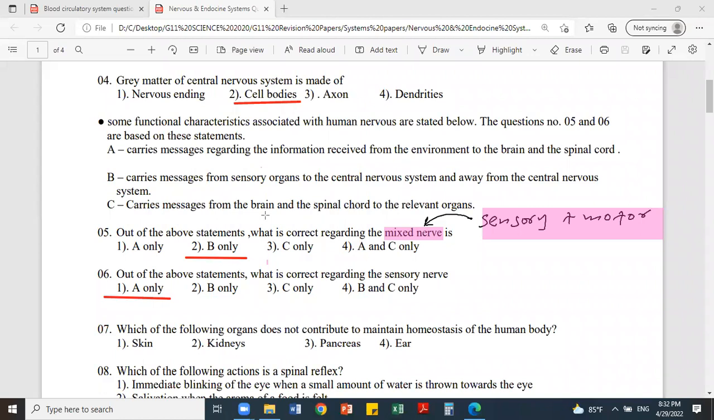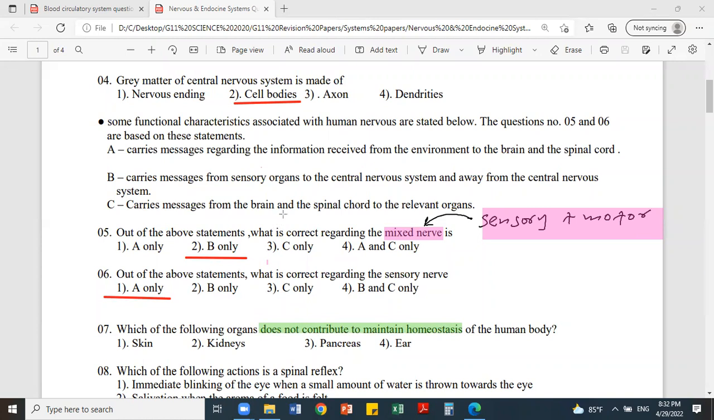Question number 7, who can give me the answer? Any volunteers? Fourth answer. Yeah. Does not contribute to maintain the homeostasis. So this is very important. Does not contribute to maintain homeostasis. Answer is the skin.